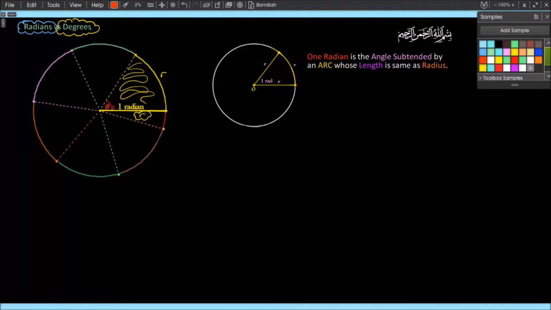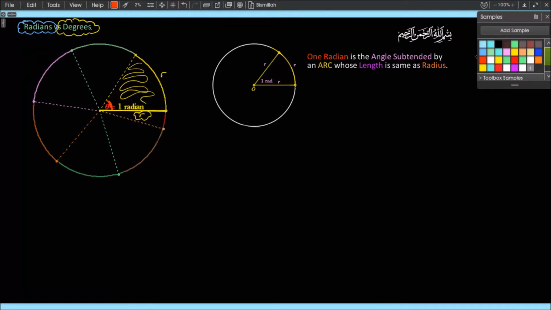1 radian, in fact, is the angle that's created by an arc whose length is the radius. When an arc creates an angle, it is said to subtend the angle. The arc is intercepted by the angle, and the arc creates or subtends an angle. So 1 radian is the angle that's subtended by an arc whose length is the radius.